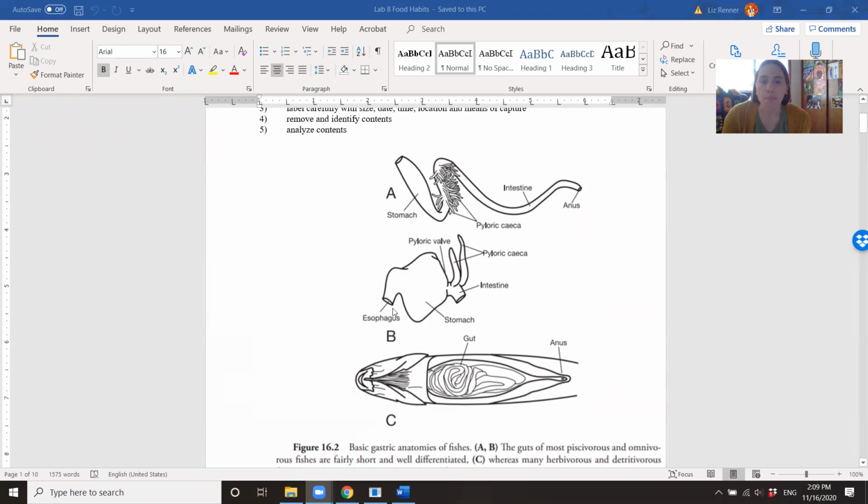Whereas in B here, we have another piscivore. This would be like a white crappie or a white bass or striped bass type stomach. You see we've got an esophagus, a really short, stubby stomach, the pyloric valve, and then the pyloric ceca here, and the intestines trailing off. You guys will notice that for piscivorous fishes, the stomachs tend to be smaller.